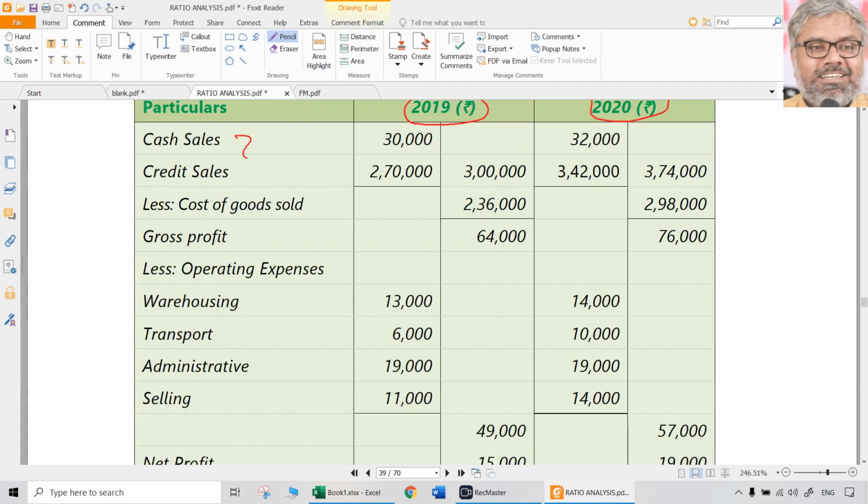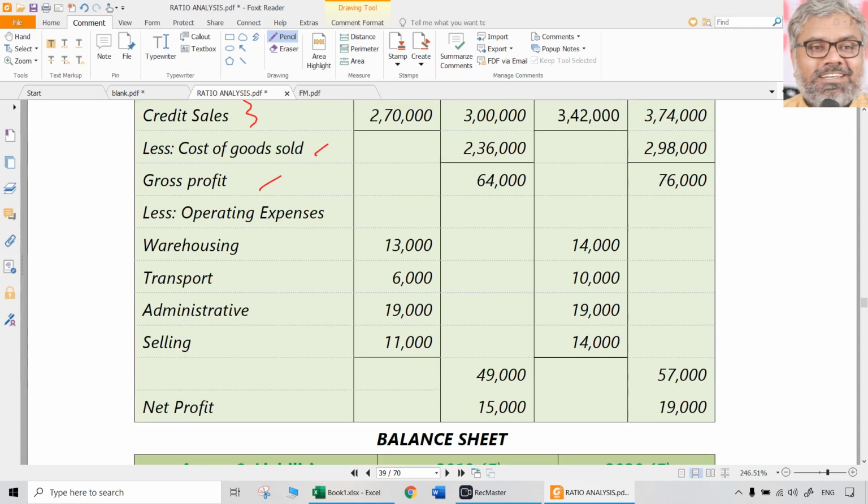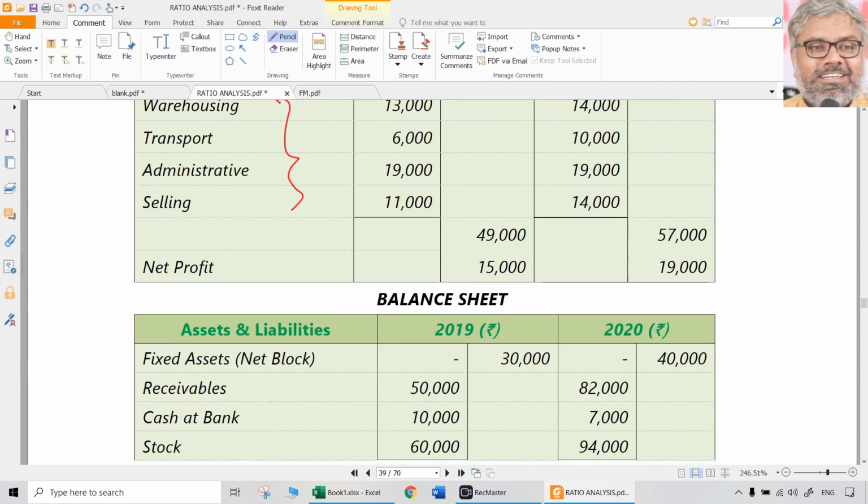After that is all information that is just thrown at us. Cash sales, credit sales, both are given separately. Cost of goods sold is given. Gross profit obviously will come by deducting it from the total sales. And operating expenses, all of them are given: warehousing, transport, administrative, selling, etc. Then net profit is given.